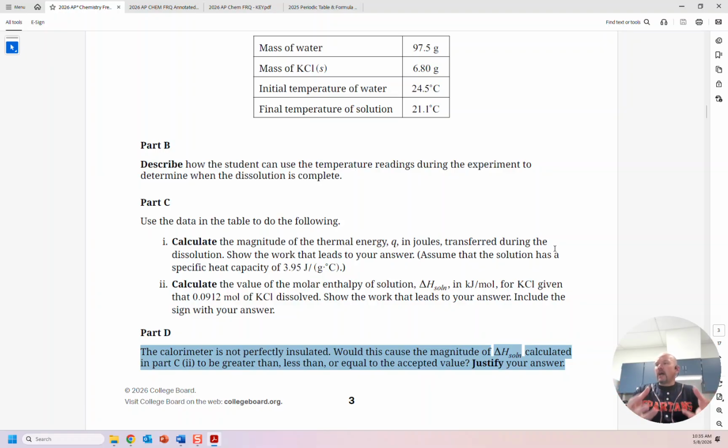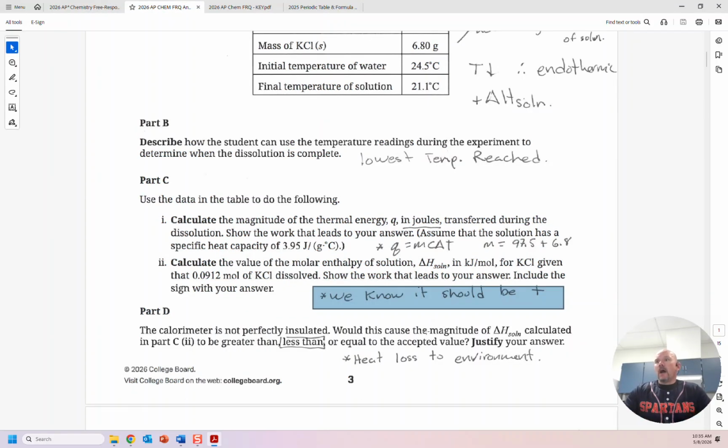So you're going to undercalculate your delta H of solution when you don't account for the heat capacity, or the heat lost or gained by the calorimeter, or added to the calorimeter if it was an exothermic reaction. Hopefully that makes sense, right? But we know it's going to be less than, because we're not taking into account energy loss or energy gain from the environment itself. We're just thinking it's just happening between the water molecules and the ions, right?